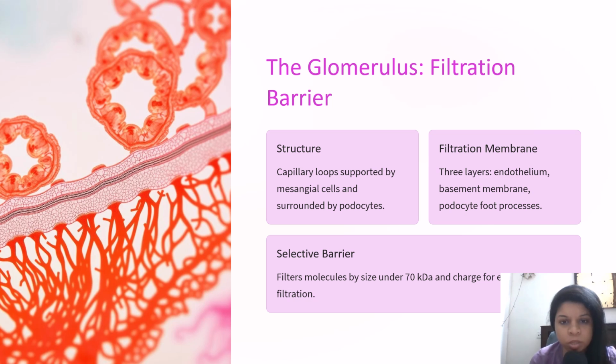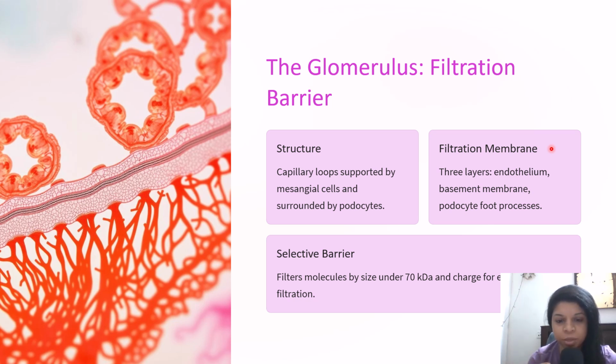So what is the glomerulus? It is the functional part of the nephron that filters the blood mainly. The blood is filtered in the glomerulus, and the glomerulus contains capillary loops that are formed by blood vessels, and they are supported by mesangial cells and surrounded by podocytes. The filtration membrane is formed by three layers: the capillary endothelium, the basement membrane of the capillary, and the foot process of the podocyte. I'll show the figure later, it will become much clearer.